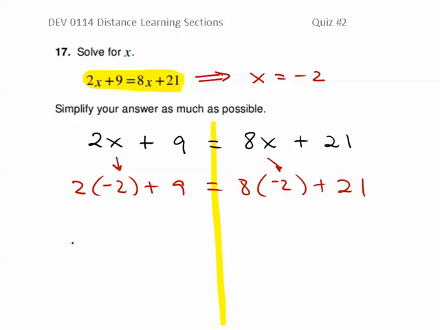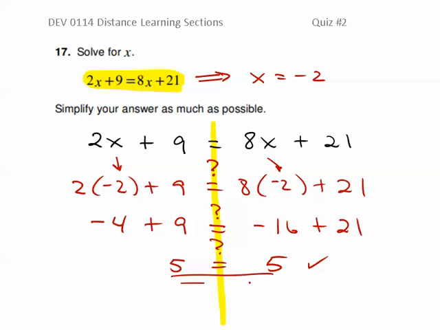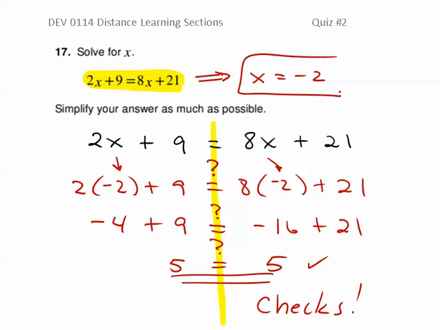And remember, this is the checking process. So on the left-hand side, we're wanting to know if this is true. Does the left side equal the right-hand side? So on the left side, we have 2 times negative 2, that's negative 4. Negative 4 plus 9 leaves us with 5. Now, still, we're asking ourselves, is the left side equal to the right-hand side? So on the right-hand side, we have 8 times -2. That's -16. And -16 plus the 21, does that equal 5? Yes. So because both sides are equal, this problem checks. And our answer is x equals -2.